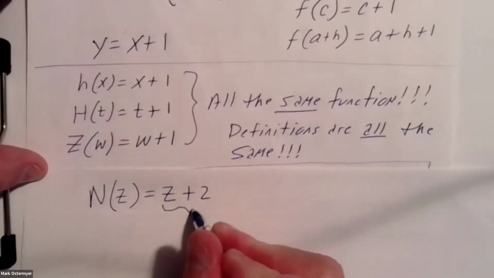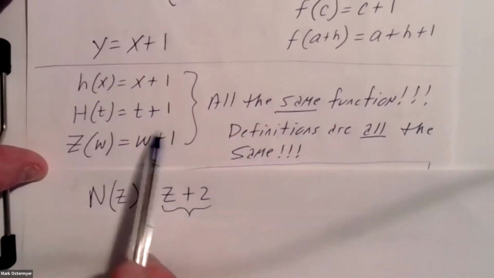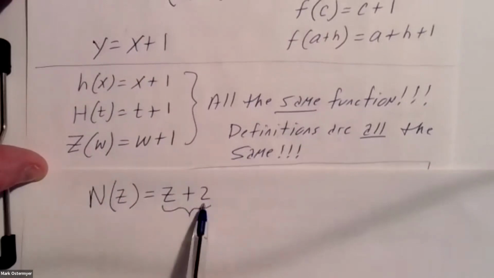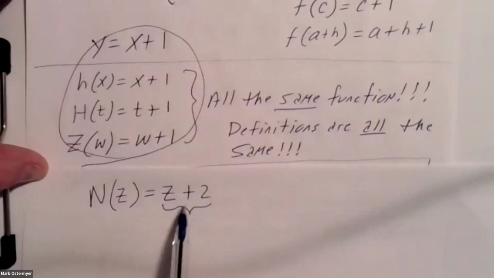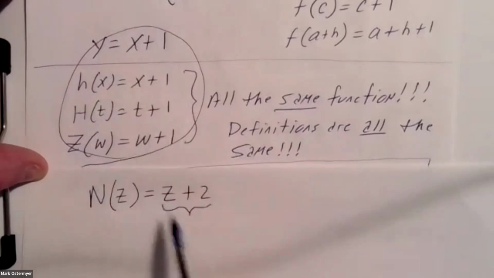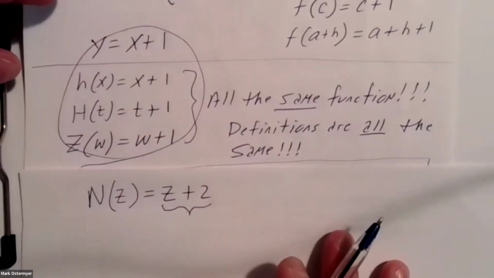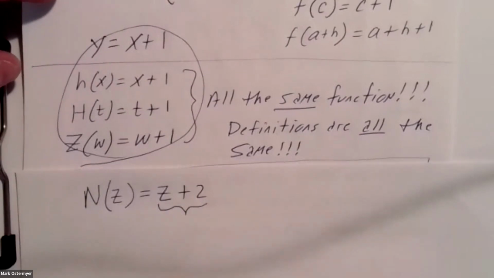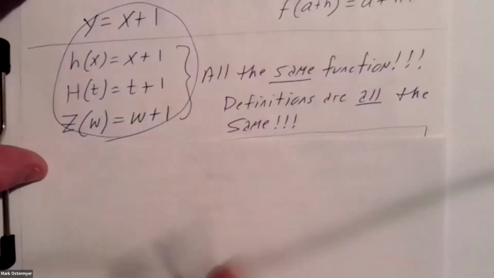The definition has changed, because now this function does something entirely different to its input than these other ones up here. This one adds 2 to the input. Do you agree? These functions all add 1 to the input. That's why all these functions are the same function. This one's different though. Its graph would be different than all of these. Does that make sense? It doesn't matter what you call the input and output variable. As long as the definition remains the same, you're talking about the same function. So you could let imagination go wild here.